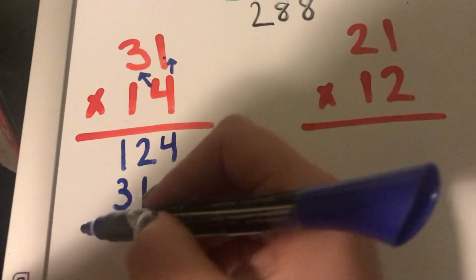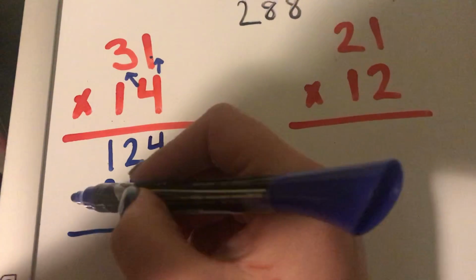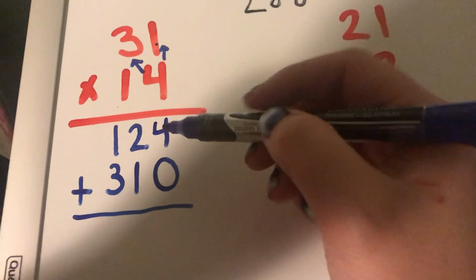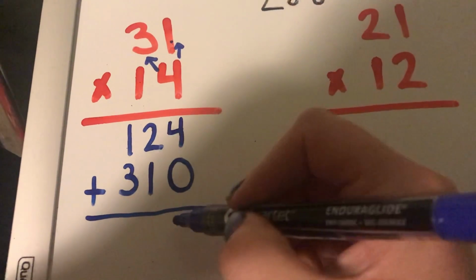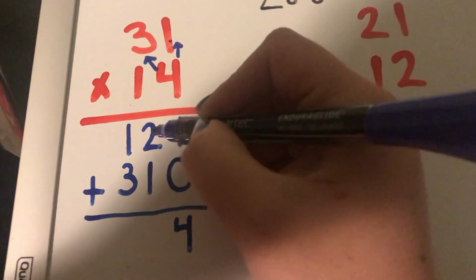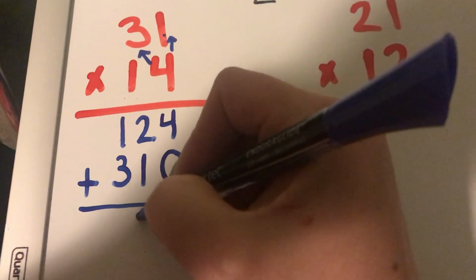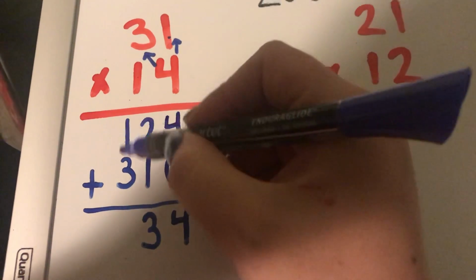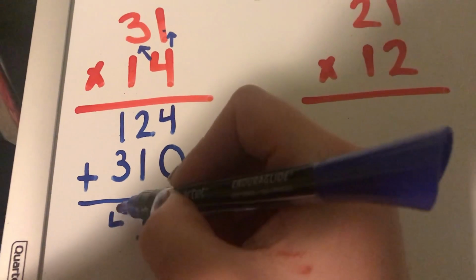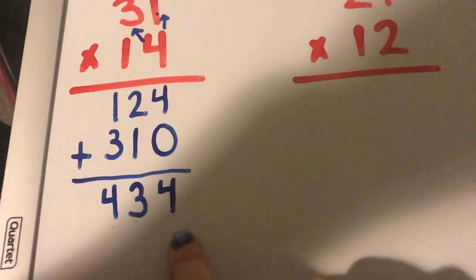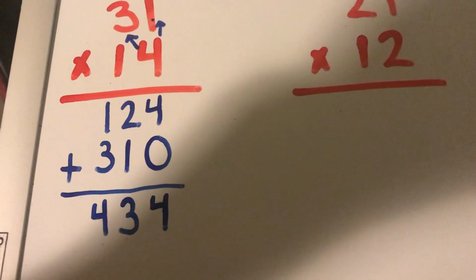Now, do you remember our last step? We have to add to get our answer. 4 plus 0 is 4. 2 plus 1 is 3. 1 plus 3 is 4. So our final answer is 434.